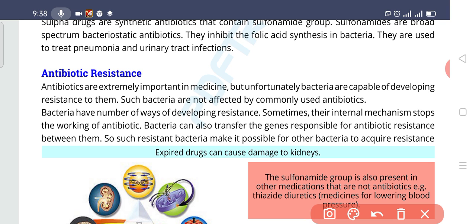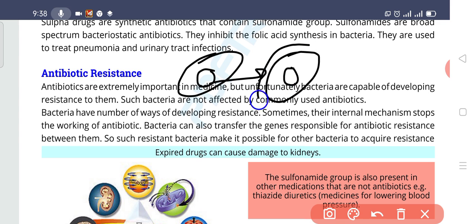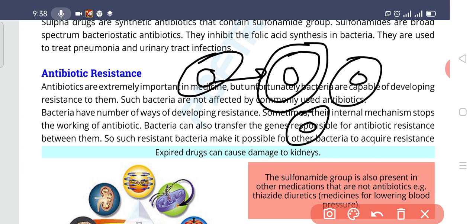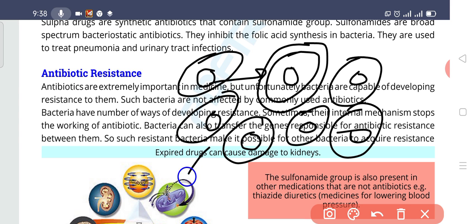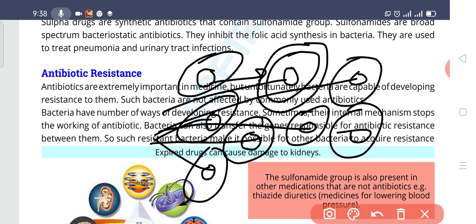How does that come about? When we use the antibiotic too frequently, the bacteria get resistance to the antibiotic, and what will happen? One bacteria that is resistant to the antibiotic will transfer its gene to the other bacteria. So the other bacteria will also become resistant, and when this parental bacteria increases its number, it is going to produce a colony of bacteria which is resistant to the antibiotic.